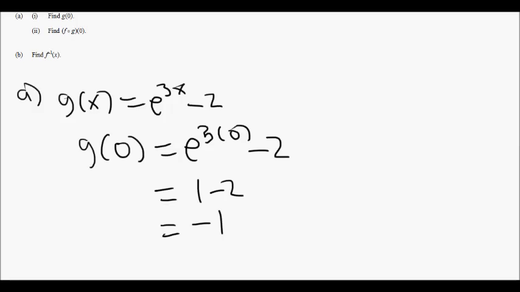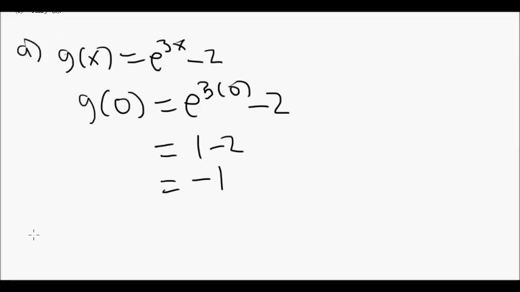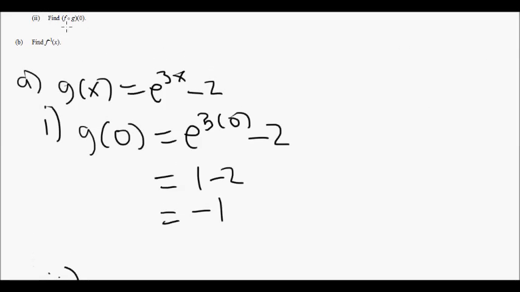So now let's move on to the second part of this question, and this is asking us: if we input 0 into the composite function of f of g, what's the output going to be? So let's go ahead and do that.